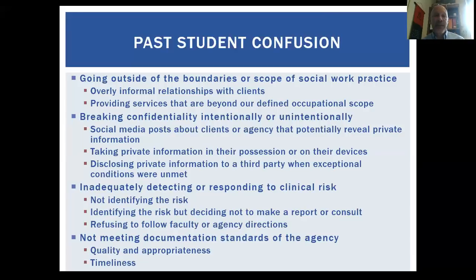There have been other times when the student really did understand that there was a risk of some kind, but they just didn't want to break confidentiality. They didn't want to get the police or authorities involved. They had values related to that, or just were concerned that their client would be treated in a biased or unfair manner. And so they knowingly refused to make a report. And some of those students, even when faculty and agency have directed them to make a report, refuse to do so.